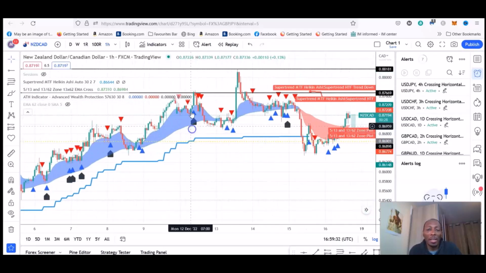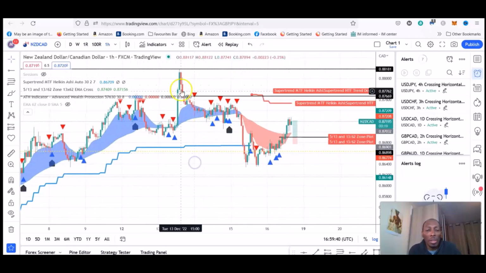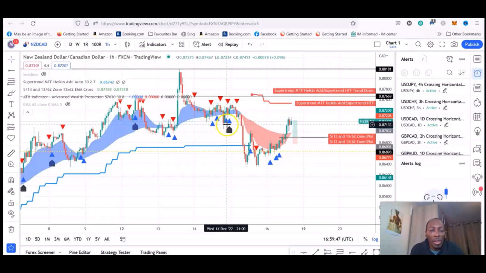Again, comes up, comes back to the 62. Blue arrow, buy. Blue arrow, buy. Both of these would have won. Comes up, down to the 62. That one wouldn't have won. That one wouldn't have won. That one wouldn't have won, and that one wouldn't. So there's 4 losers there.